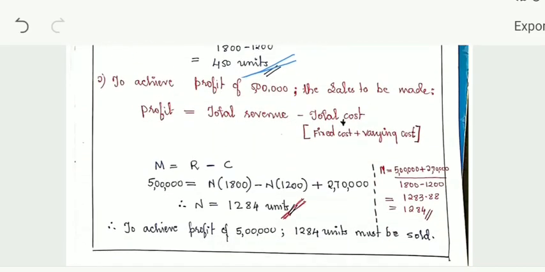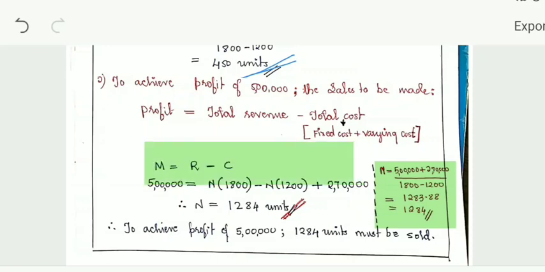Okay, next one, to achieve the profit of rupees 5 lakhs, how many sales should be made? So you know the profit will be equal to total sales revenue minus the total cost, that is the fixed cost plus the variable cost. So I have considered the total profit will be equal to your revenue minus the cost. I have also solved this particular thing here. Just understand this, it is just a small calculation. You will be getting the number of units, as I have considered here the number of units as a constant, plus 2,70,000, that is your fixed cost.